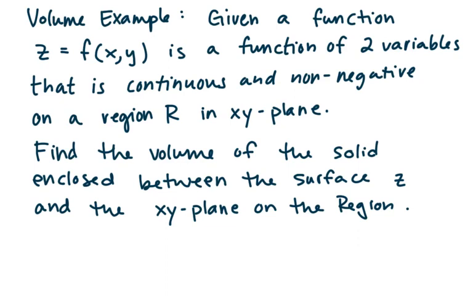So what we're going to do is we're going to be given a function z, which is a function of two variables, f of x, y. And it's going to be continuous and non-negative, so it just means that this surface is above my xy plane on some region R. So normally we would have said an interval I. Here we have, instead of just an interval, we have a region of ordered pairs, x and y points, in the xy plane. So we're going to look at finding the volume of some solid that is enclosed between my surface, z, and the xy plane on the region.